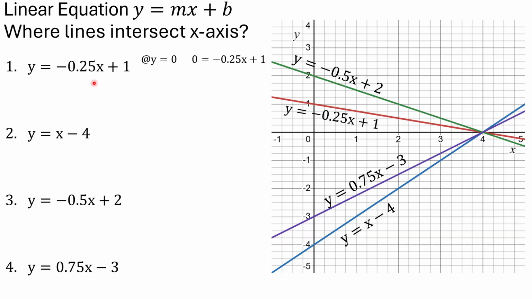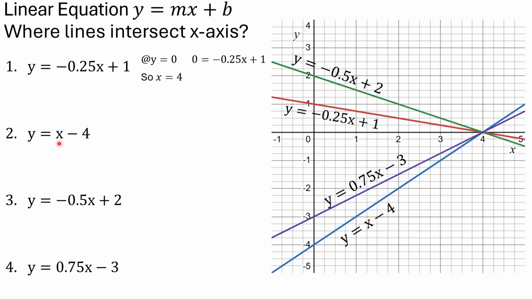So if I set y equals 0 here, then how do I solve for x? I move this to the left side of the equation, and then x is equal to 1 over 0.25, or b over m, the negative b over m, right? So we get 4 from that.